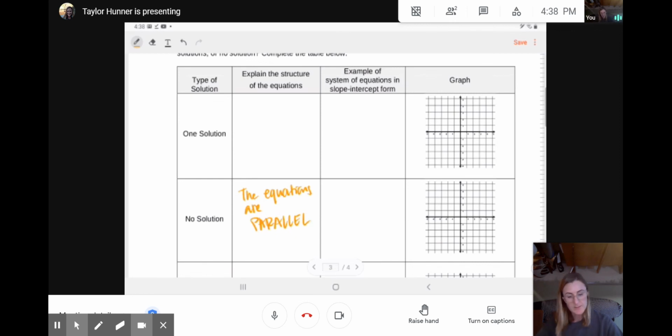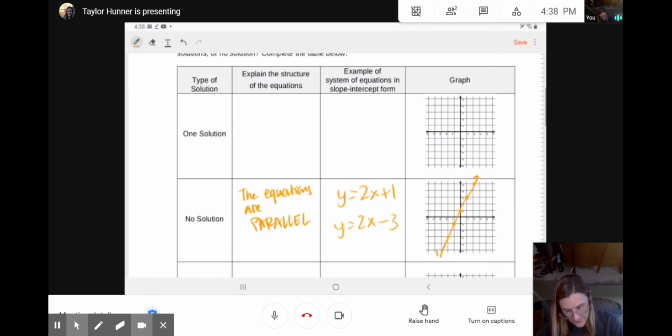And an example of system of equations in slope-intercept form, go ahead and write 2 equations that would be parallel. Doesn't matter what they are. I'm just going to write y equals 2x plus 1 and y equals 2x minus 3. I wrote it with small numbers because we're going to put these on the graph. So if I start at 1, I go up 2 over 1, up 2 over 1, or down 2 over 1 in the other direction.